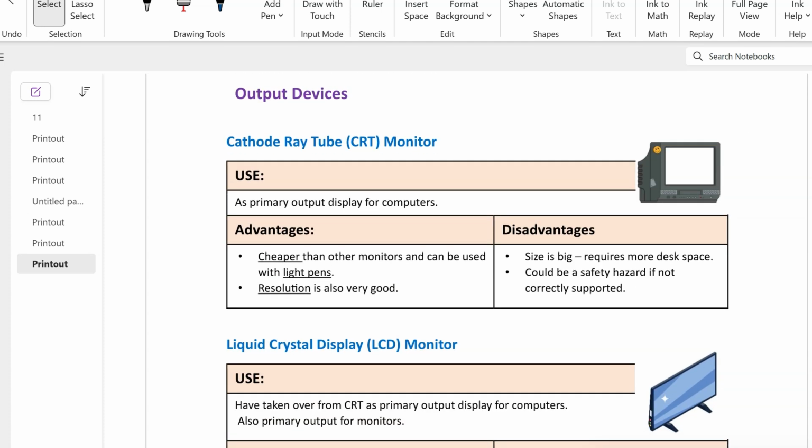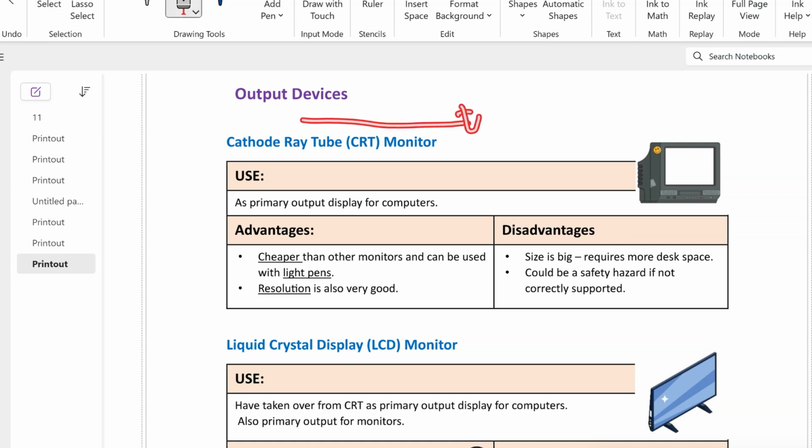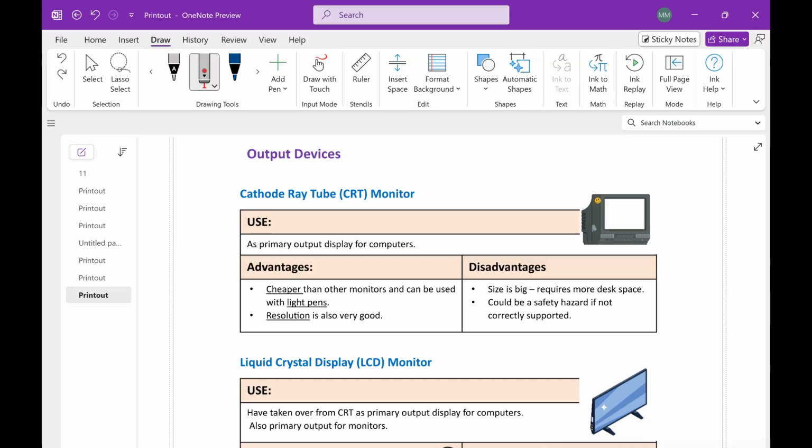Output devices, today we'll discuss. Look, output devices are needed what? Unlike input devices, output devices are used to get information from the computer, to output information from the computer. And a very popular output device is the cathode ray tube monitor.